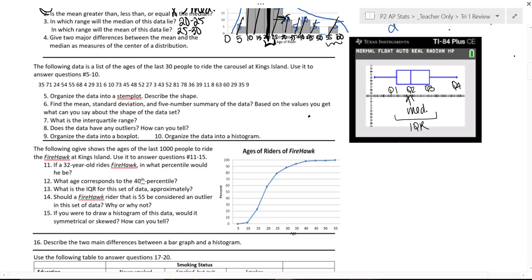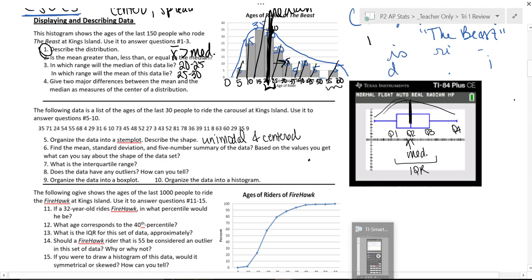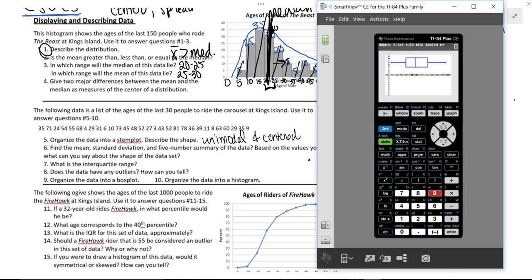So when I'm looking at this stem plot, it looks like my Q2, or my median, is a pretty equal number. I'm going to say the shape of this is unimodal and pretty centered. For the mean, standard deviation and 5-number summary, we can do this a few different ways. You can just trace on the plot, and if you scroll to the left and to the right, you can get that 5-number summary.